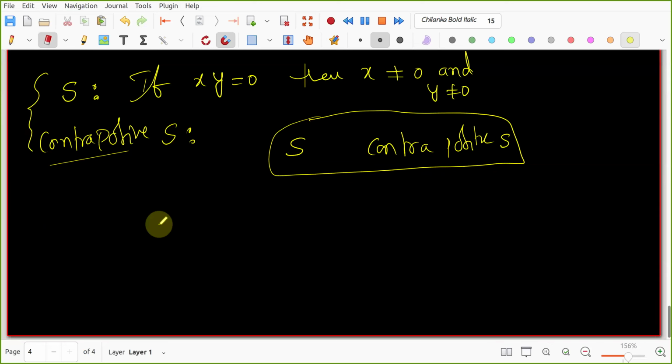What is the contrapositive of this? No, sir, converse first. We already understood the converse, and generally the converse need not be true. So his question is whether, if S is false, the contrapositive is also false or not. That is the question. Are you okay?